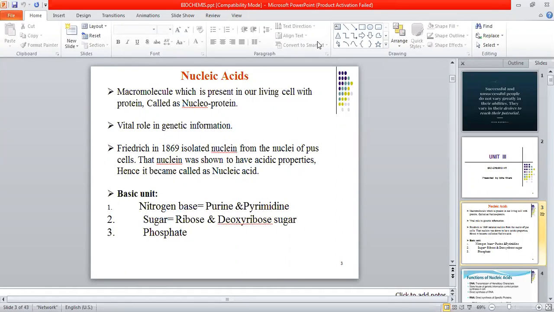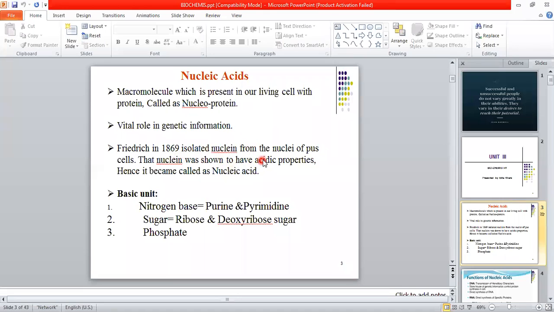There was a scientist named Friedrich. In 1869, he isolated nuclein protein. He isolated that nuclein from the nuclei of pus cells. After some time, they observed that this nuclein had an acidic property, and that's why it became a nucleic acid. This nucleic acid, which has a vital role in genetic information, was discovered by Friedrich in 1869, who isolated nuclein.